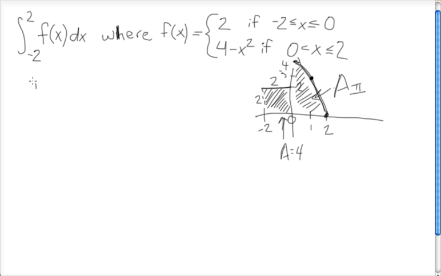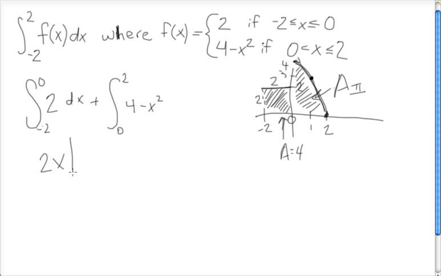So I want to integrate basically 2 from -2 to 0, so 2 dx. I want to add that to the integral of 4 minus x squared from 0 to 2. So what is the antiderivative of 2? The integral of 2 is 2x. And I'm integrating that from -2 to 0. And I'm adding that to the integral of 4 minus x squared.